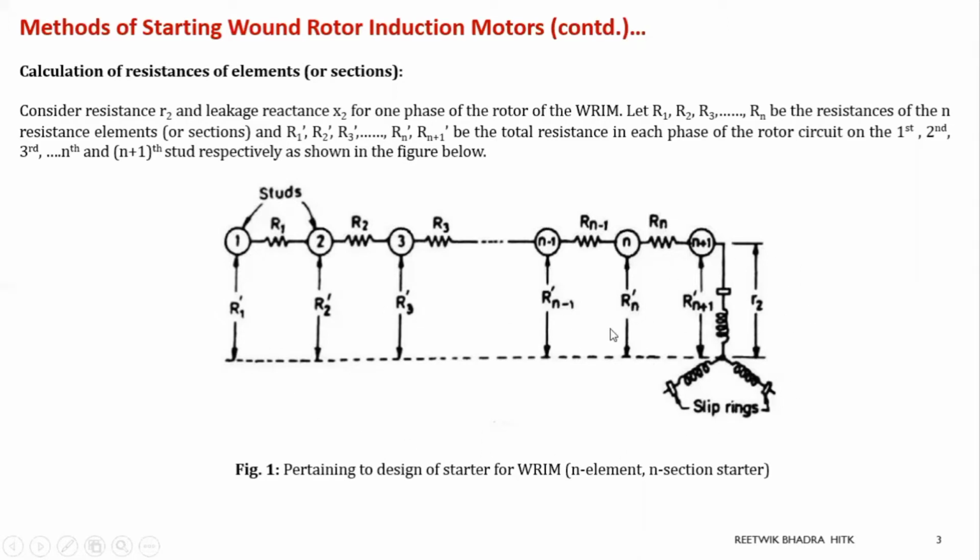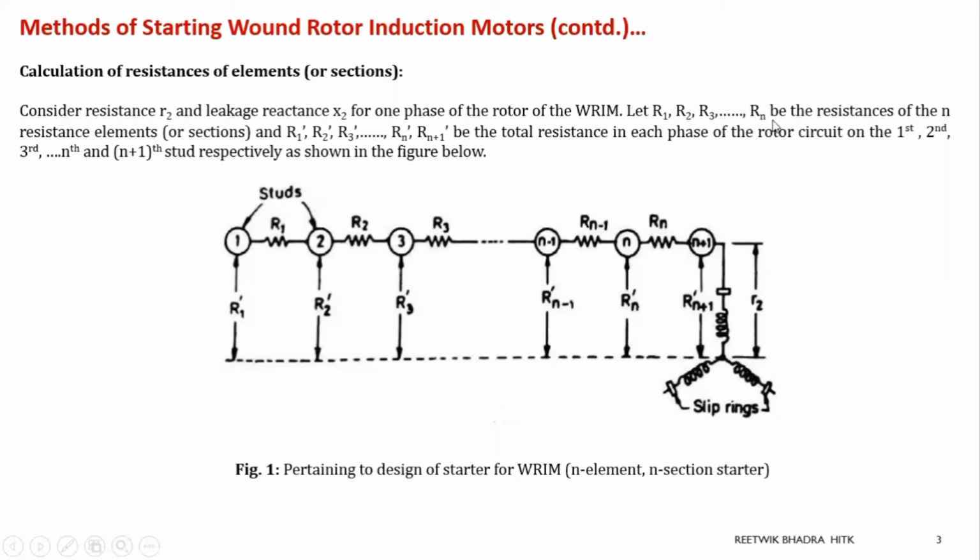So if I take a winding over here, it will have some internal resistance and also some leakage reactance. Let it be R2 and X2. For calculation purposes, since we are considering the whole circuit as a resistive circuit, we will eliminate the factor of X. We'll see later it is written over there. So X will be eliminated, so I'll consider this as a whole resistive circuit. So that's why I've written consider resistance R2 and leakage reactance X2 for one phase of the rotor of the WRIM. Now, if you are taking all this for one phase, similar goes for the other phases also.